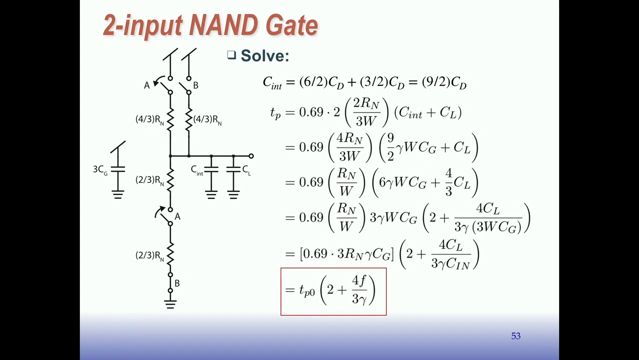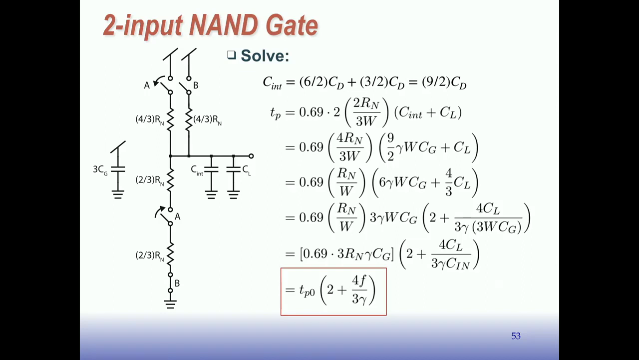So this is 3/2 W, and that's this one, 3/2 CD. And then these two are also 3/2. You put two of those together, you get 6/2 CD. So the total internal capacitance is 9/2 CD. So that goes in here, along with gamma and the W and the CG. To put it in terms of CG, we leave CL as CL.